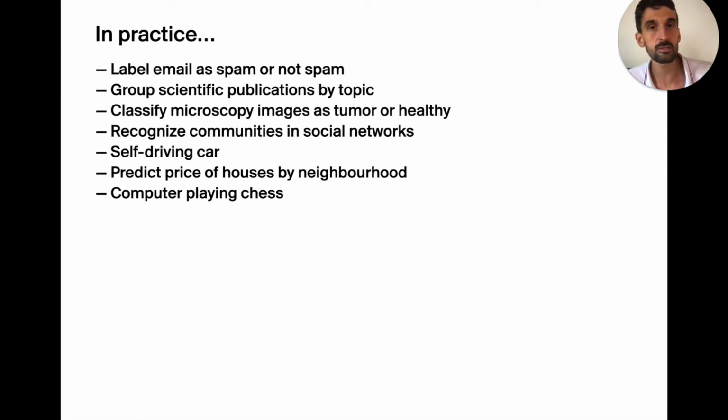Recognizing communities in social networks by affinity of users, for instance, is a case of unsupervised machine learning. A self-driving car would be a case of reinforcement learning. Predicting the price of houses by neighborhood would be a case of supervised learning. And a computer playing chess or playing Go, for that matter, would be a case of reinforcement learning.